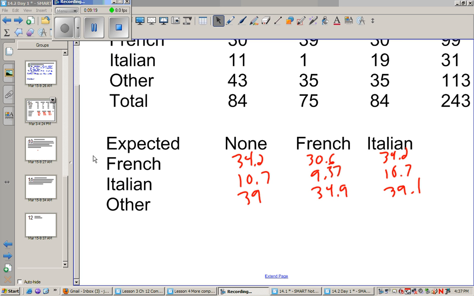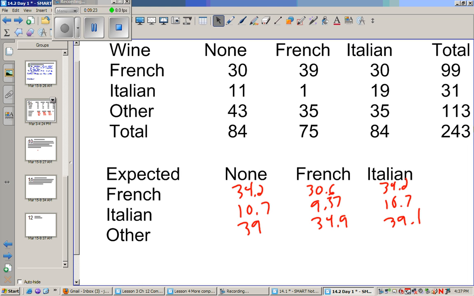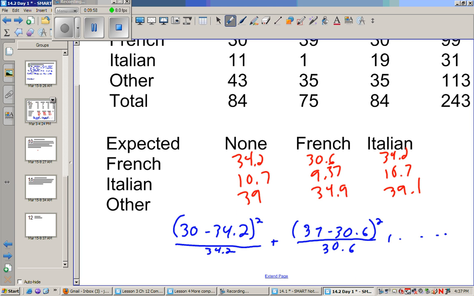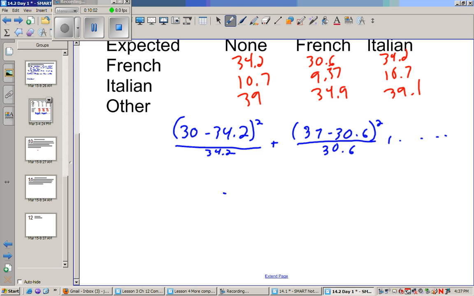All right, now how we figure out our values is we do the same thing we did with the goodness of fit test. We take our observed value, which is 30, minus our expected value of 34.2, square that, and divide by our expected value of 34.2. Now we add to that our next value, say 39 minus 30.6 squared over our expected value of 30.6. Now you continue to do this, and so on, for all 9 of these values. And when you do that and you add them all up, you get a chi-squared value of 18.28.